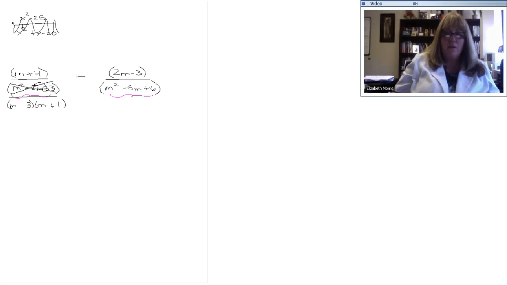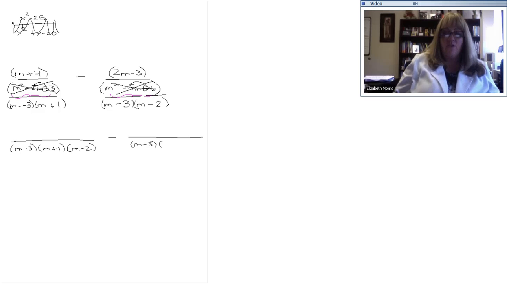And here, m and m, multiples of 6 that add up to 5 would be 3 and 2, and they'd both be negative to get a negative 5. We're not going to look at that. This is now the new denominator. Now, what would a common denominator be? You got to have everything represented. So you need an m minus 3, an m plus 1, and an m minus 2. And the highest exponent for all of those is just a single 1. M minus 3, m plus 1, m minus 2.